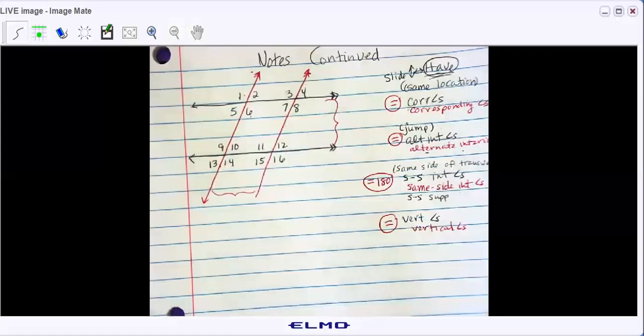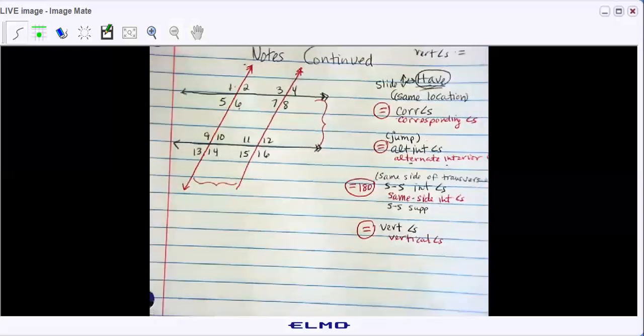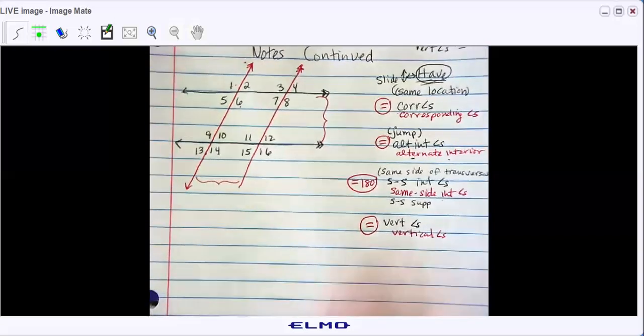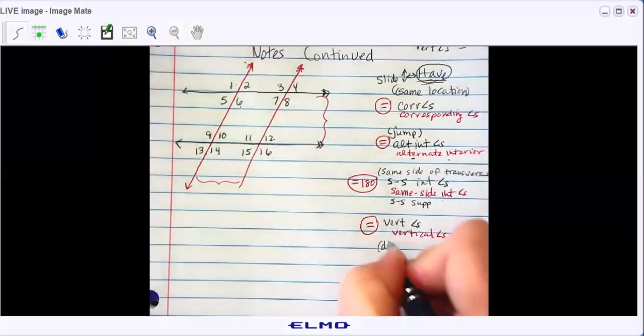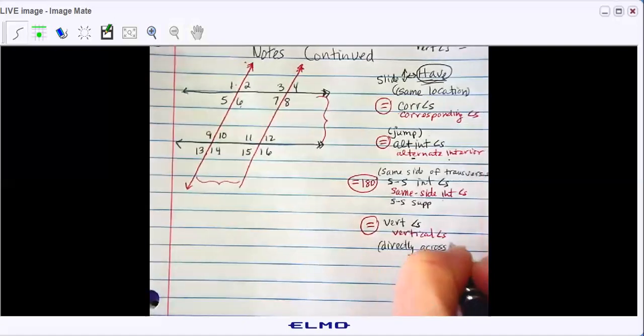And then looking at the vertical angles, again, it's directly across. Okay.